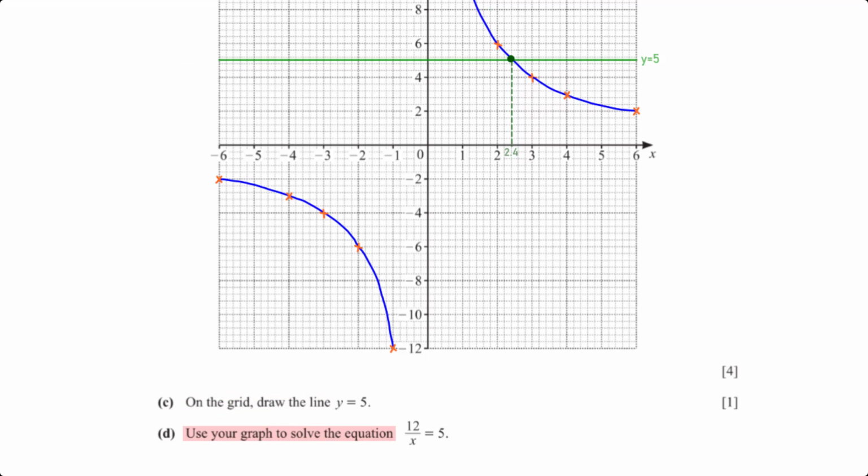To solve this equation, we need to find the x value of the intersection point between the graph of y equals 12 over x and the line y equals 5. On the grid, we see that the x value of this point is 2.4.